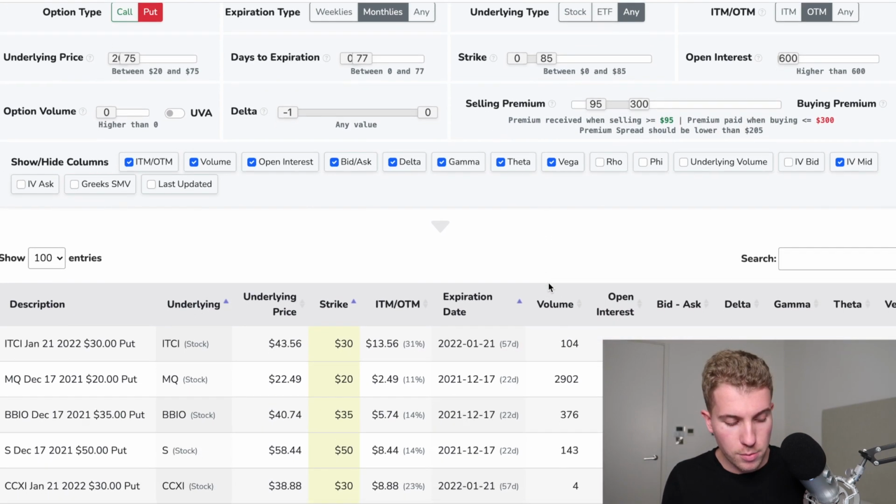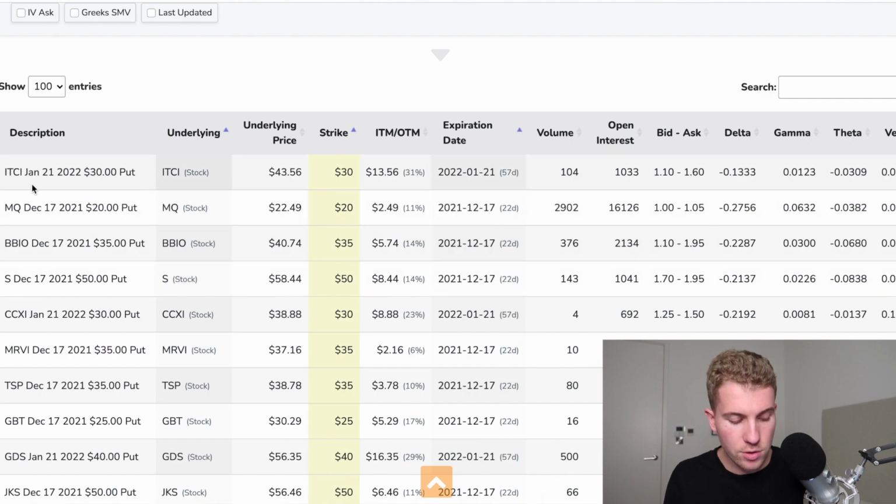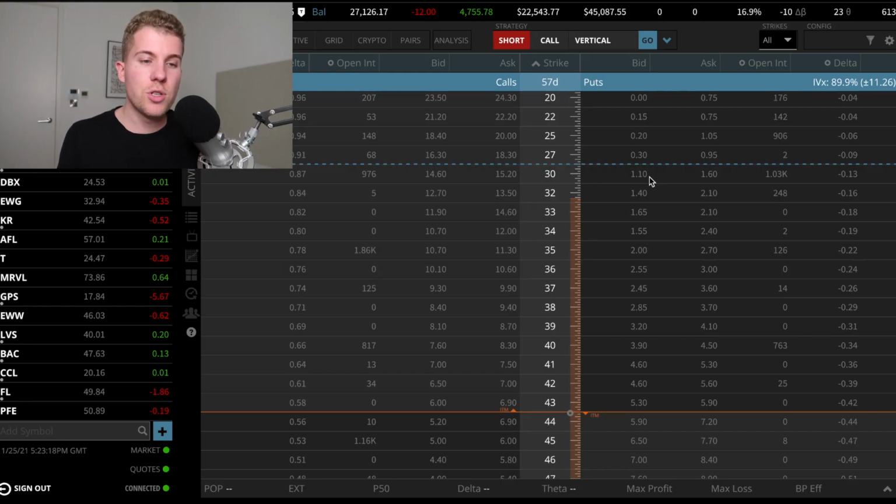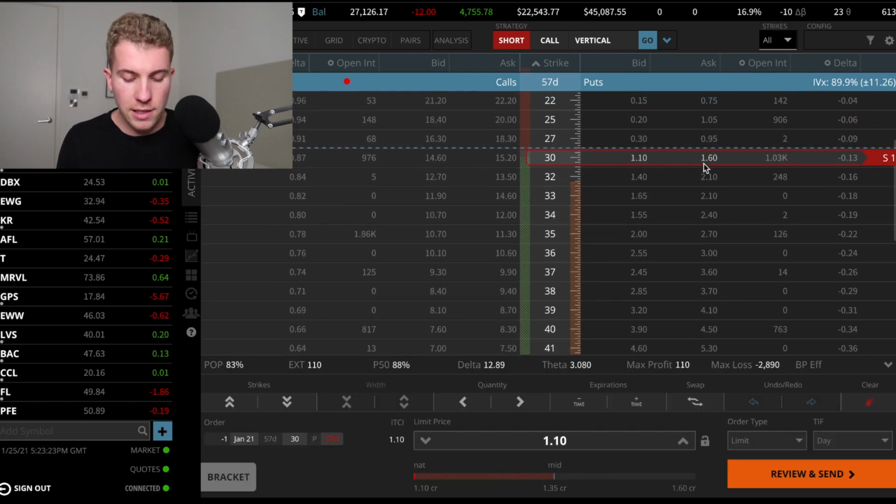So for example, the first one that you can see is the stock ITCI for the January 21, 2022 option. For the $30 put, you are out of the money by 31%, and the volume is around 100, but the open interest is 1,000. And you have a bid and an ask of around $1 to $1.60. So right now, let's jump into TestraRock to check out ITCI. You can see that the 30 strike, indeed, if I decide to sell that option, I have an open interest of around 1,000. So you actually get quite a good premium for a stock that is around $43.